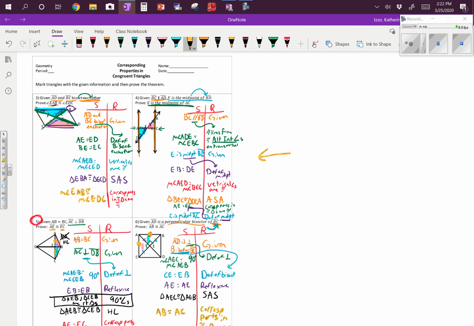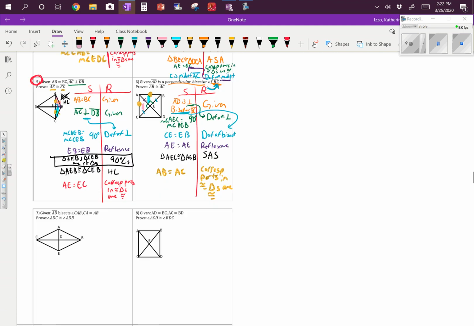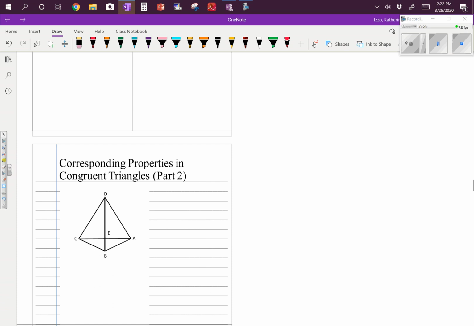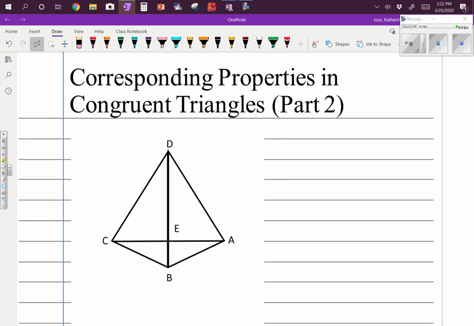It asked prove that E is the midpoint of AC. Well, proving E is the midpoint of AC means prove AC is chopped into two equal pieces. So it wanted you to prove that there were two equal pieces, that that side had fractured into two equal pieces. But it didn't come out and tell you that. That's one of the most annoying ones that they can give you. That's just mean. Very cruel, very cruel. All right, so let's take a look at advanced, what corresponding properties in congruent triangles part 2 looks like, because this can be a little bit more traumatizing.